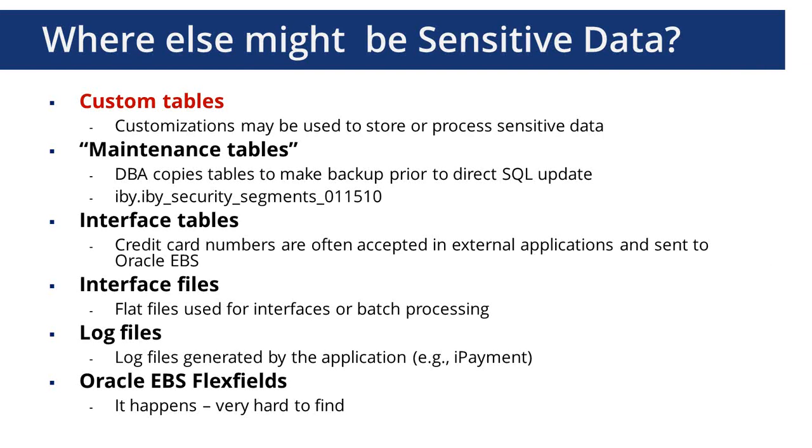Another thing we find often is maintenance tables. The classic example is Oracle tells the DBA to do a direct SQL statement update to a specific table, so they might have done OE_ORDER_HEADERS_ALL or IBY_SECURITY_SEGMENTS. And any competent DBA, the first thing they do is create a backup table, using create table as select, which creates a mirror table. They typically give it an extension like the current date, so they know it's there, before they do the direct SQL update, in case anything goes wrong and they can put the table back.